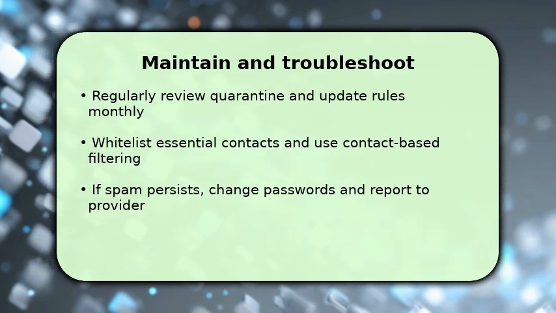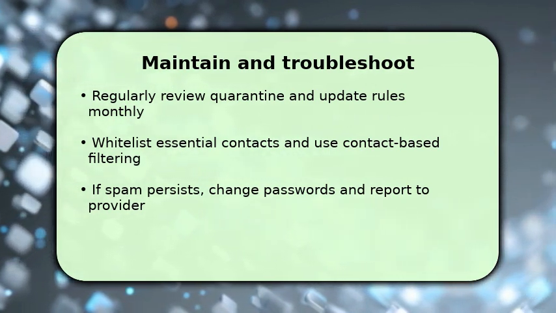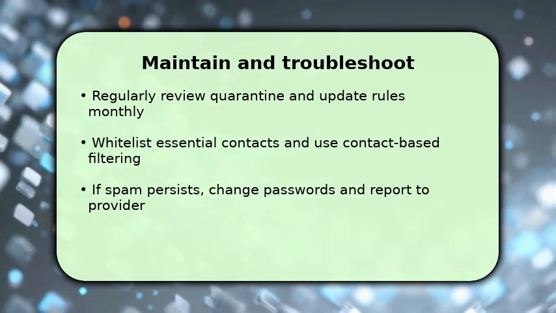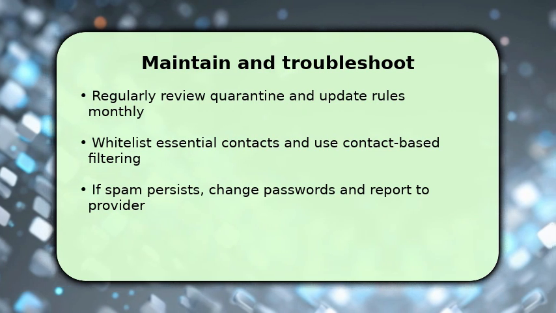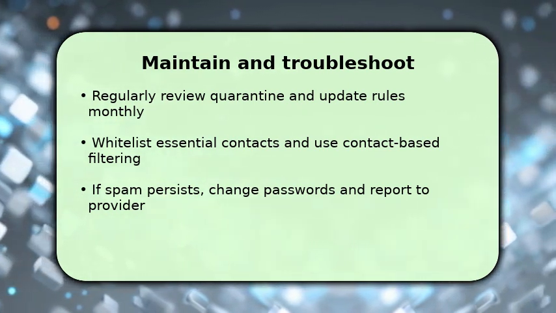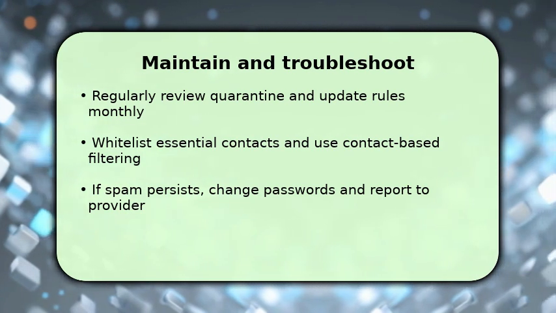If spam persists despite rules, change your password, recheck connected apps, and report abuse to your mail provider so they can escalate. One troubleshooting tip: if legitimate mail is blocked, temporarily disable the newest rule and rerun a test to identify the culprit.